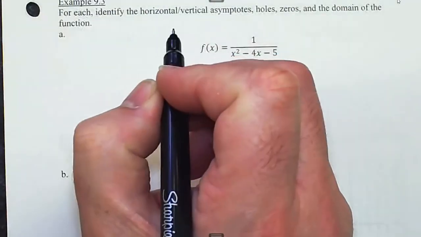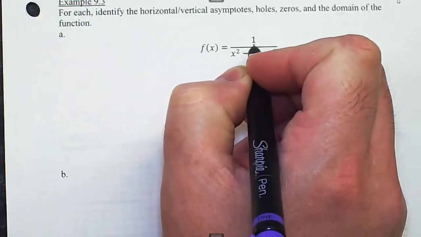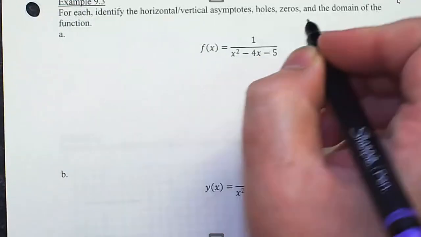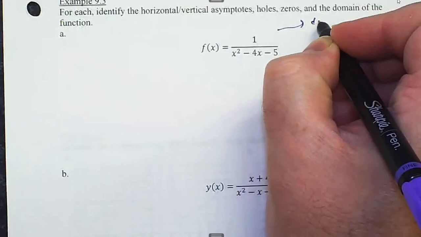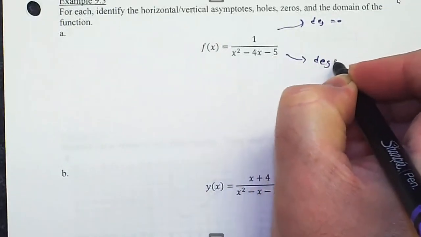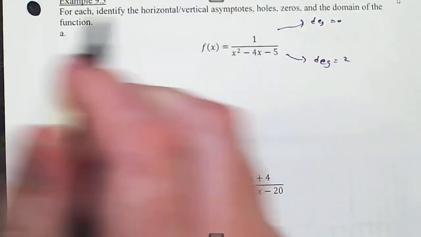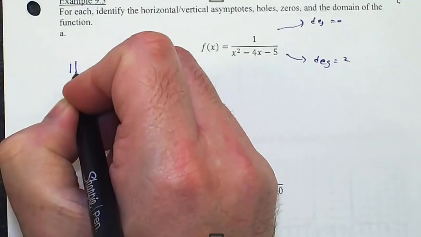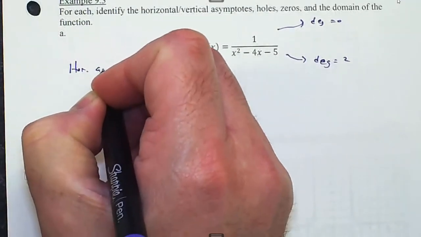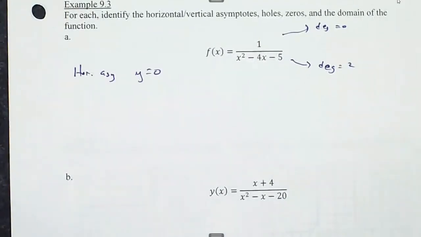Horizontal asymptote, we look at the degree of the numerator and compare it to the degree of the denominator. The degree of the numerator is 0. The degree of the denominator is 2. So because the degree of the numerator is less than the degree of the denominator, we say the horizontal asymptote is 0. Automatic. If it's big on bottom, the horizontal asymptote is 0.